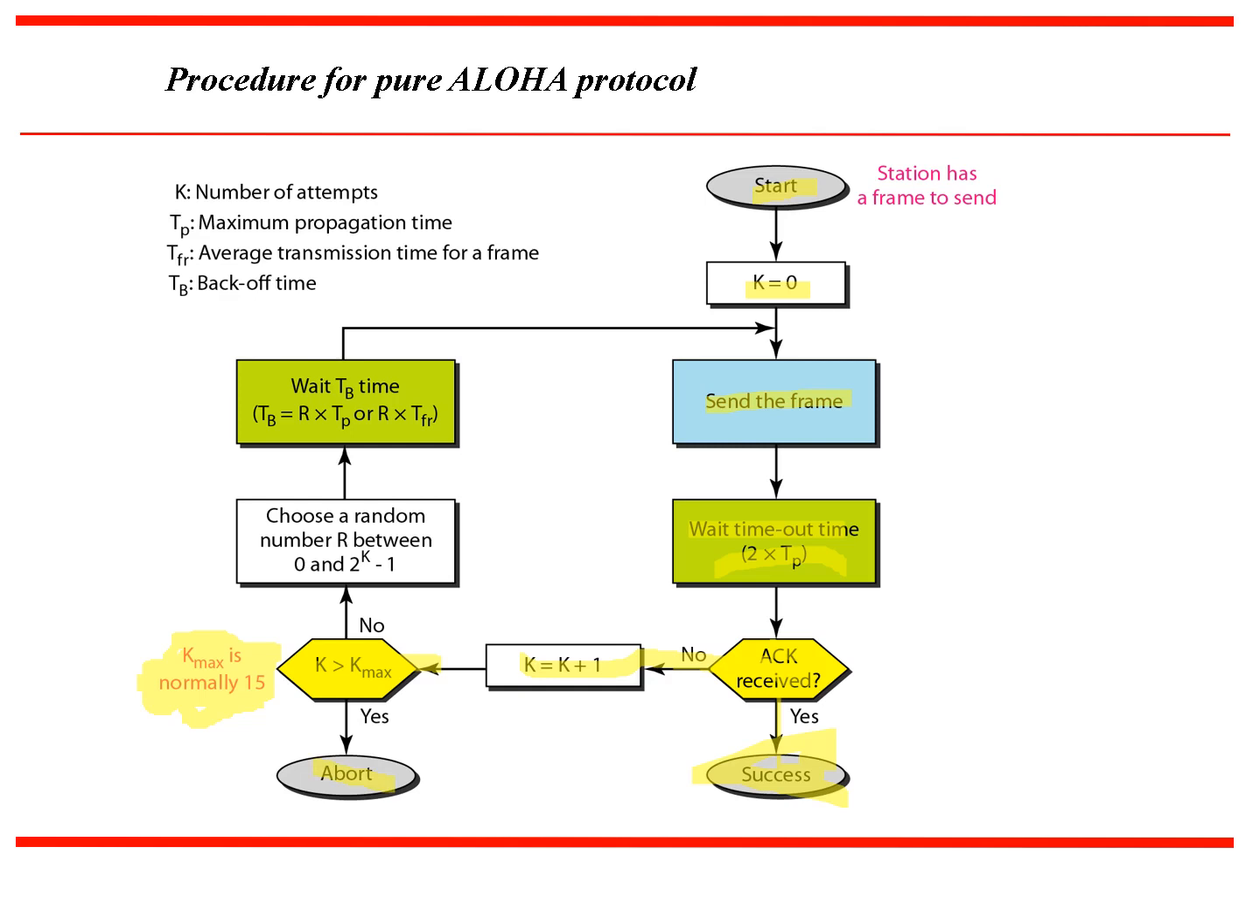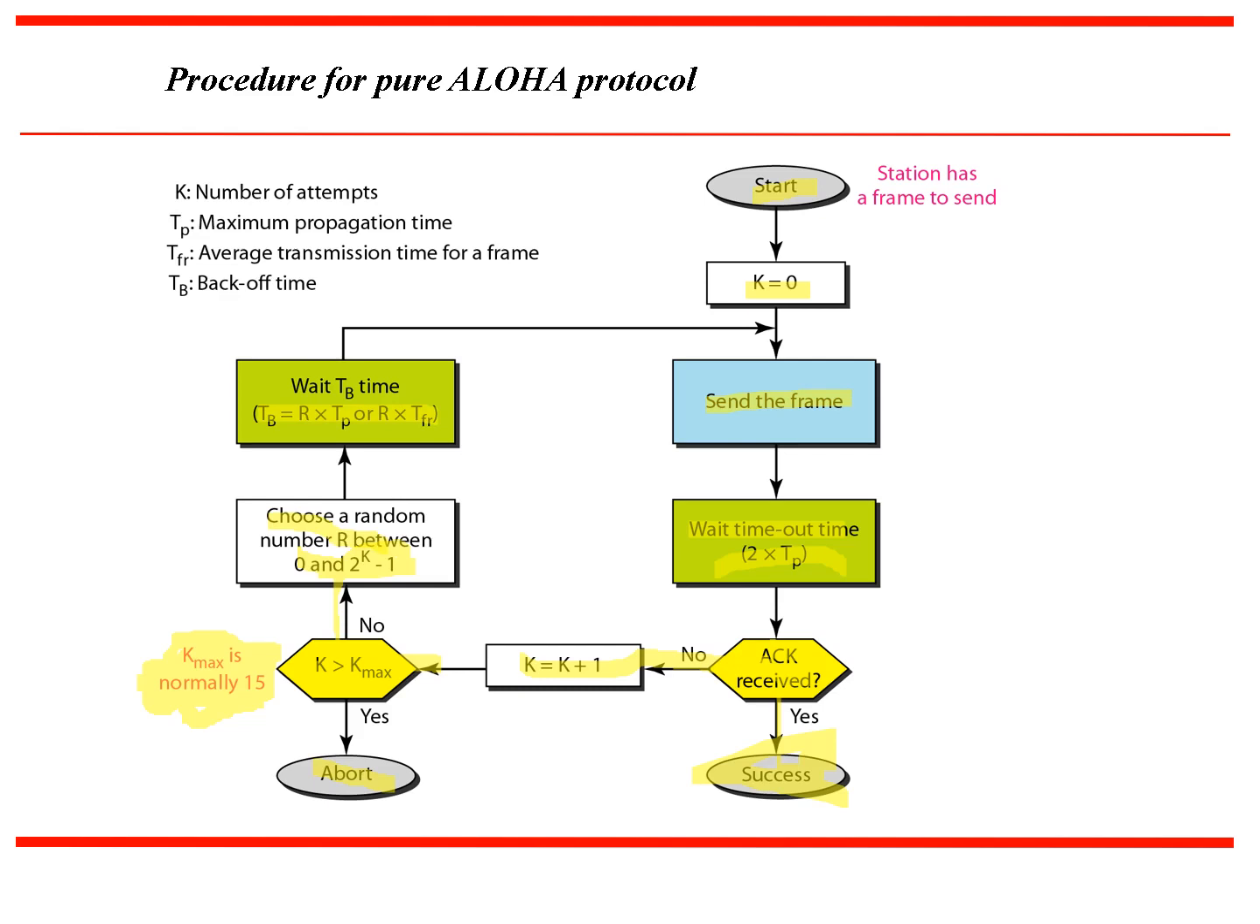Then K is incremented by 1 and checked against the Kmax value. If K is less than Kmax, that is, the number of attempts is less than the maximum, then choose a random number R between 0 and 2 raised to K minus 1, and the backoff time is calculated again.